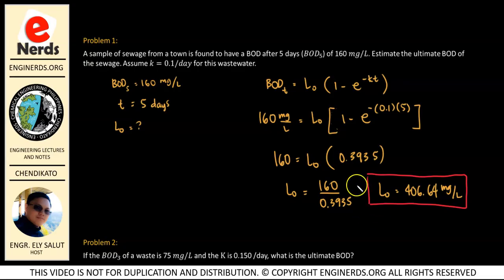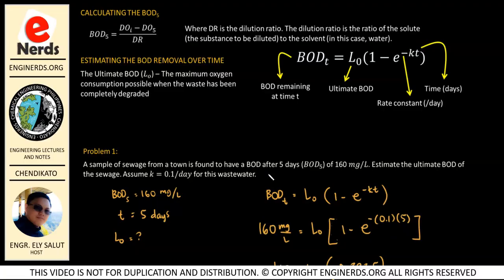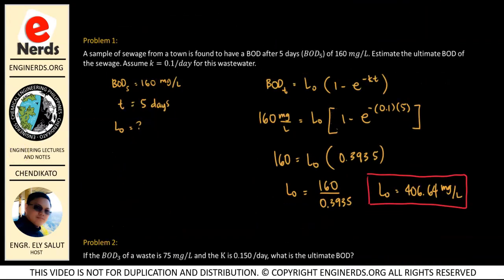Now, I want to tell you something na maaring ma-confuse kayo. Kasi itong formula ng ating BODt here, okay, so let me write that here para kayo walay. So ito yung formula natin, no? Our BODt is equal to LO times 1 minus e to the negative kt, di ba?